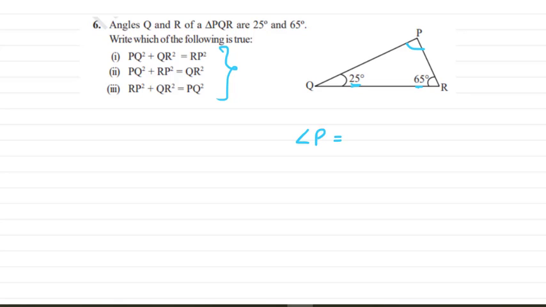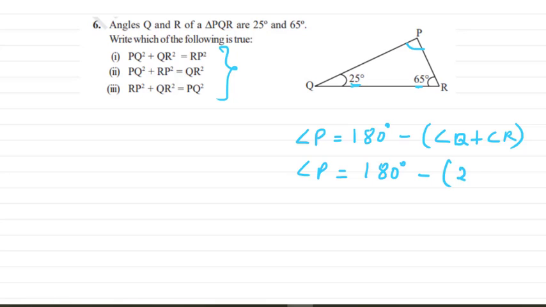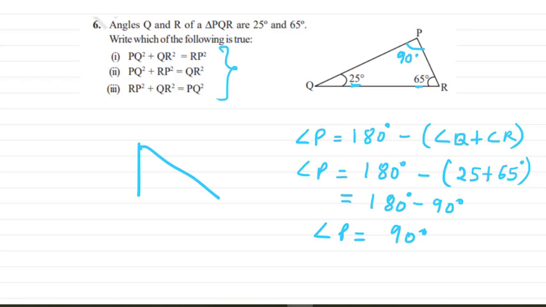So angle P will be equal to 180 degrees minus the sum of angle Q and angle R. So here your angle P will come out 180 degrees minus (25 plus 65). So that will give you 90. So 180 minus 90. So here your angle P will come out 90 degrees. So here we have seen that the angle is coming 90 degrees. That means this is a right angled triangle. If you draw it like this, this is your P, this is your Q and this is your R.